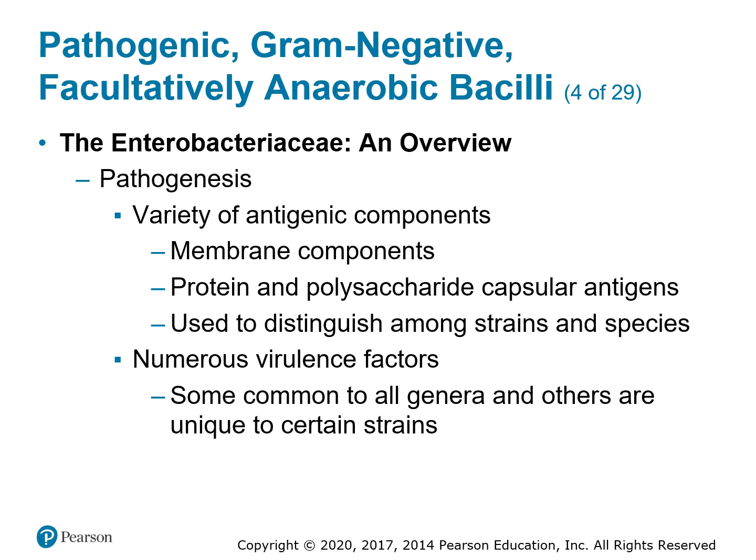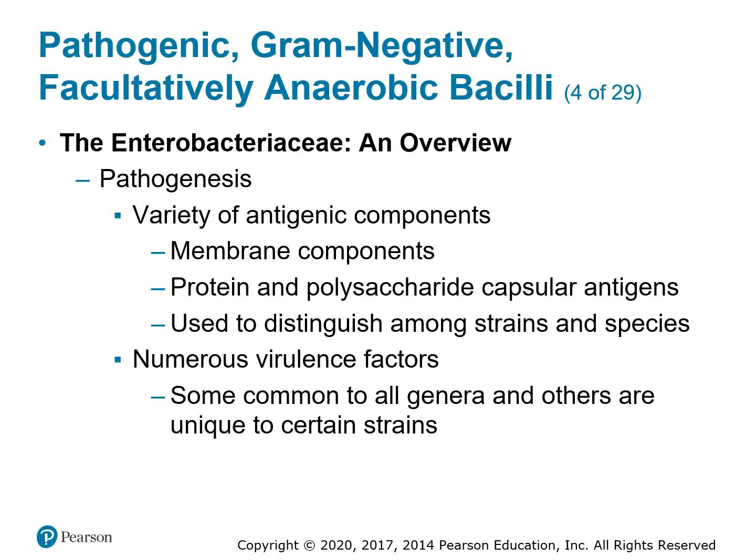So a little bit more about the enterobacteria. The pathogenesis of this, there are a variety of antigenic components. The membrane components are variable. There are protein and polysaccharide capsular antigens. So remember, the capsule is outside of the cell wall. So there are both protein versions and polysaccharide and combinations of those. And we use that information to distinguish among the different strains and species, because we can run different tests and get positives and negatives.